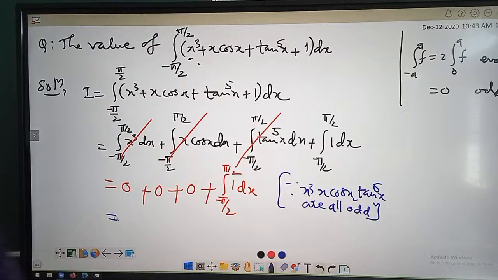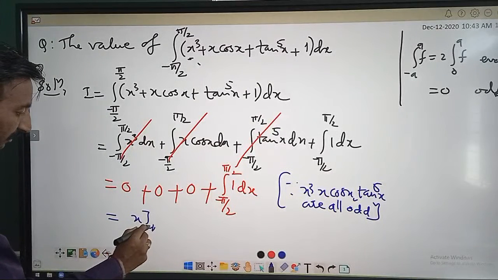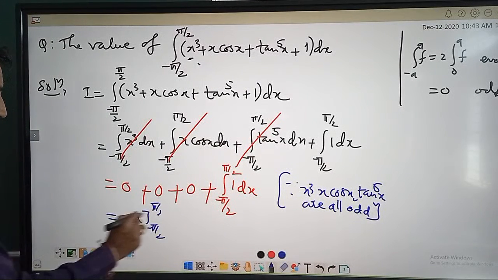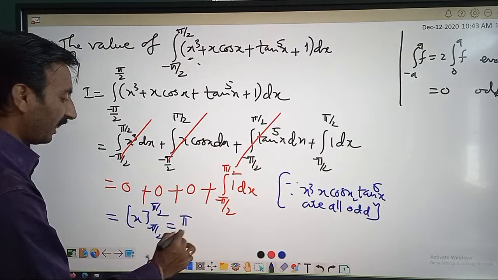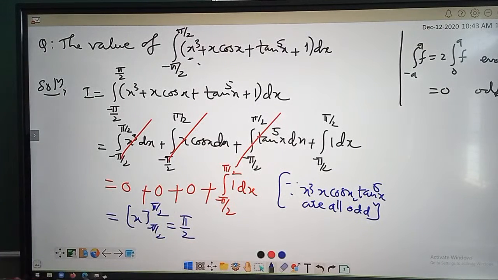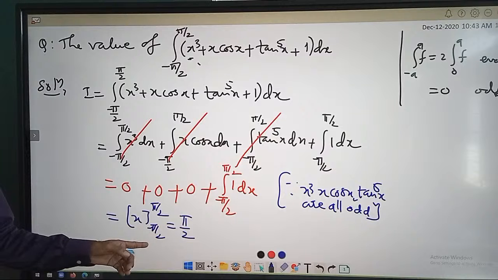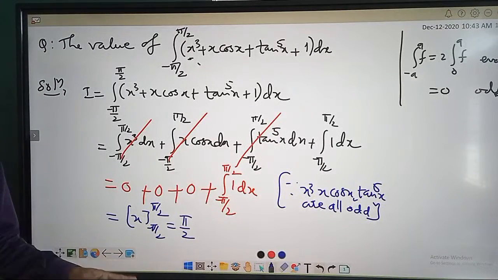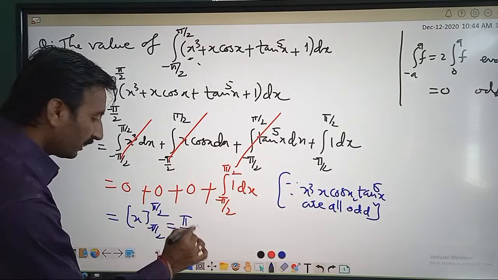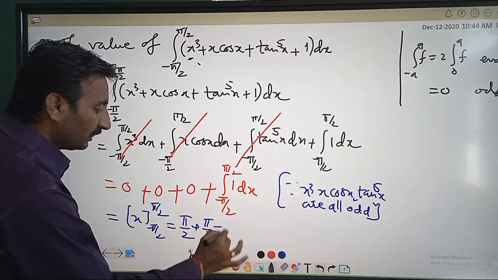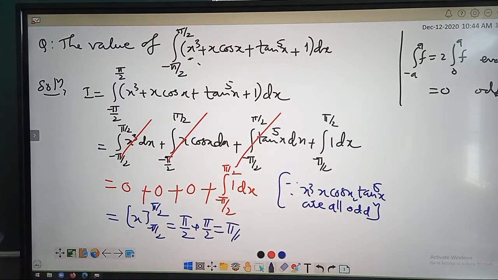What is integration of 1? It is x from minus pi by 2 to plus pi by 2. So upper limit is pi by 2 minus lower limit, but here my lower limit itself is minus, so minus of minus is plus. So you can say it is plus pi by 2. It is pi. Okay?